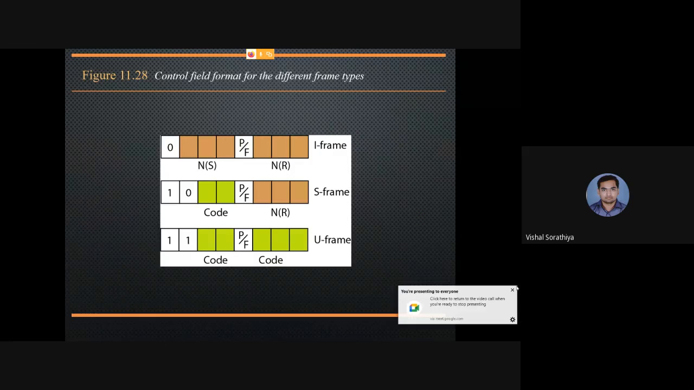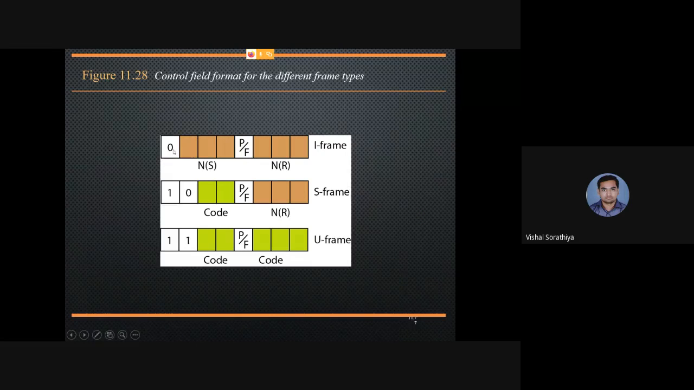Yes. So in a control field, how can you distinguish the frame type? By looking at the control field, you can find out whether it is an I frame, S frame, or U frame. If the control field is 8 bits in size and the first bit is 0, then it will be an I frame. If the first bit is 1 and the second bit is 0, then it is always going to be an S frame. But if both bits are 1, then it is considered a U frame.